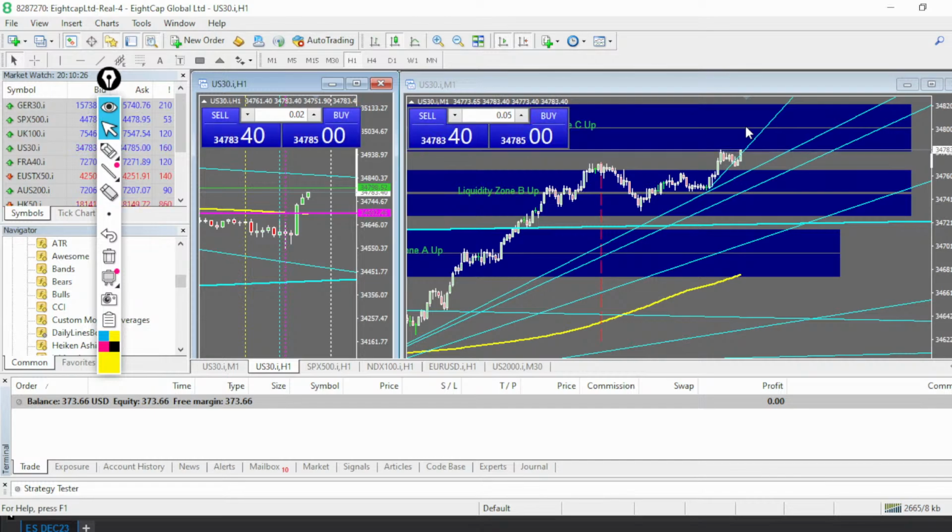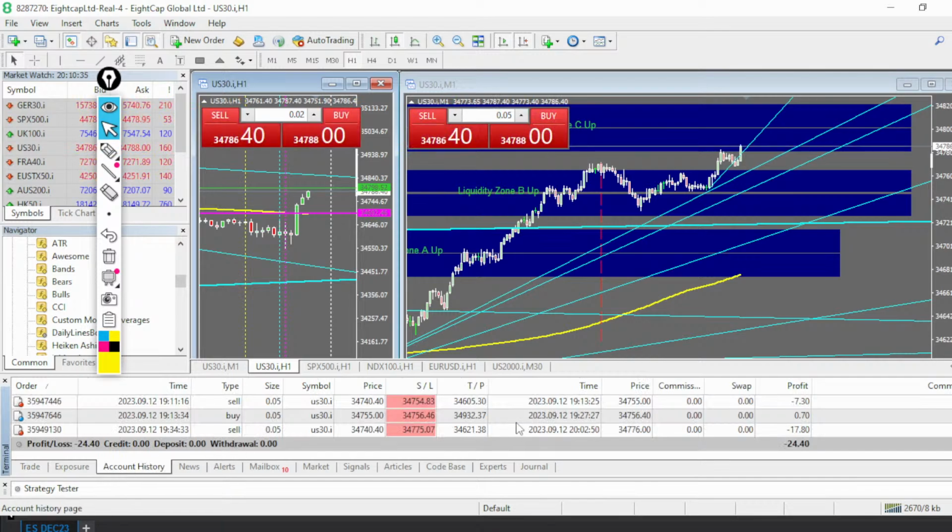Got stopped out on my second trade. So my first trade was a break even. We can look at that in here. Let me see. Okay, first trade.